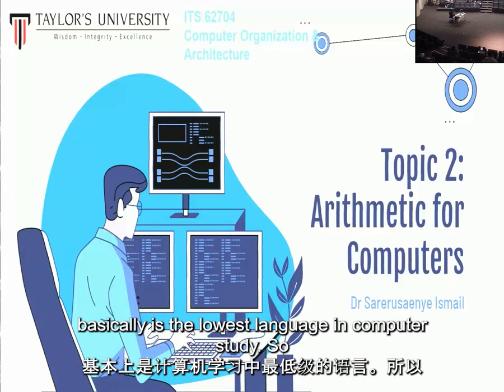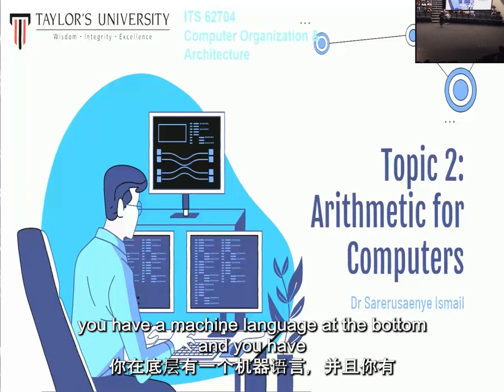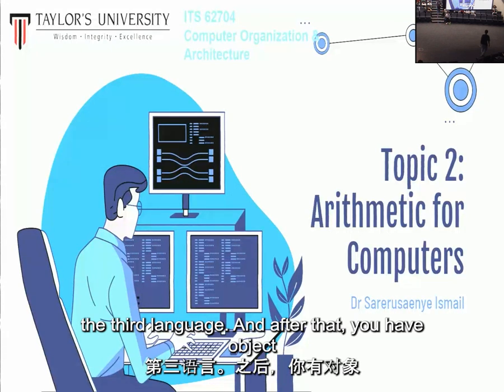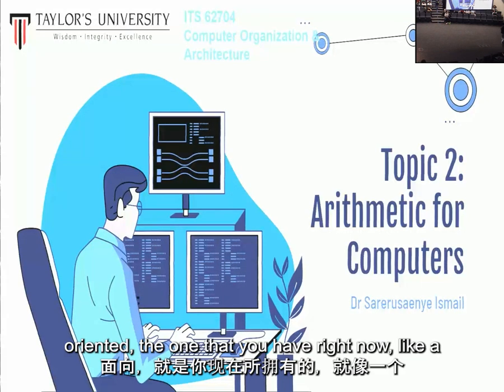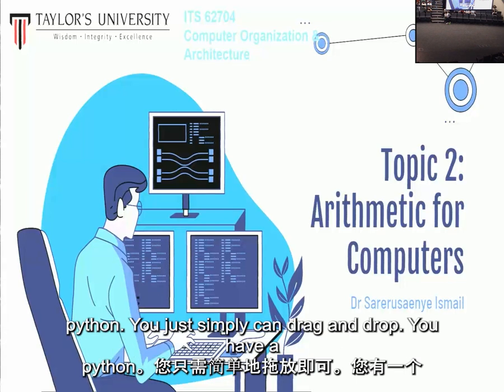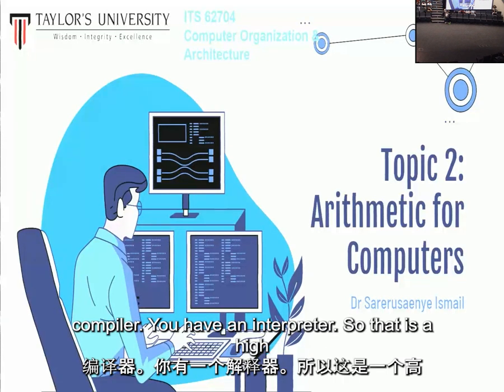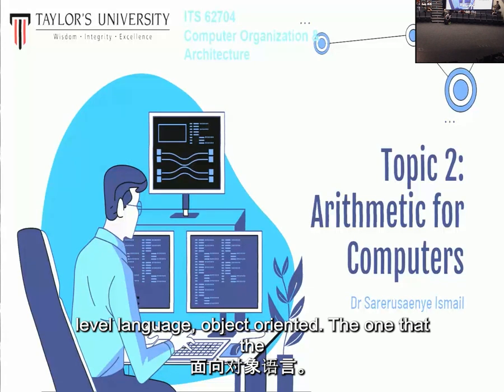So machine language is basically the lowest language in computer study. You have machine language at the bottom, then the third-generation language, and after that you have object-oriented, the one that you have right now, like Python. You can simply drag and drop. You have a compiler, you have an interpreter. So that is a high-level language, object-oriented.